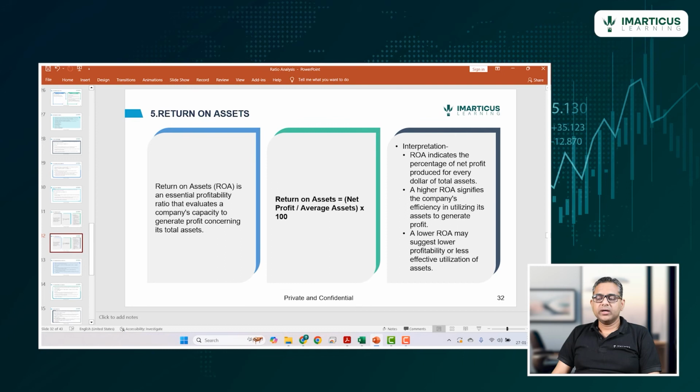Interpretation: ROA indicates the percentage of net profit produced for every dollar of total assets. So for every $1 of total assets, what is the net profit the company is able to generate? That is captured by return on assets. A higher value signifies the company's efficiency in utilizing its assets to generate profits, and vice versa. A lower value may suggest lower profitability or less effective utilization of total assets.